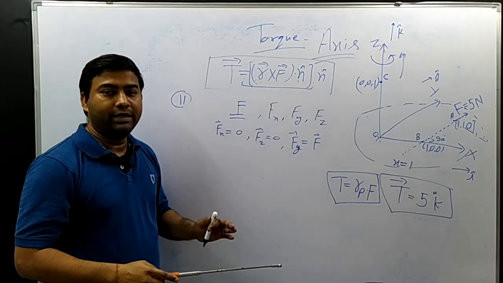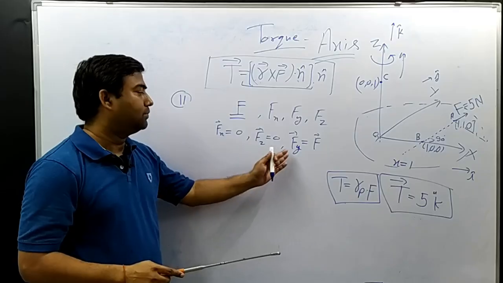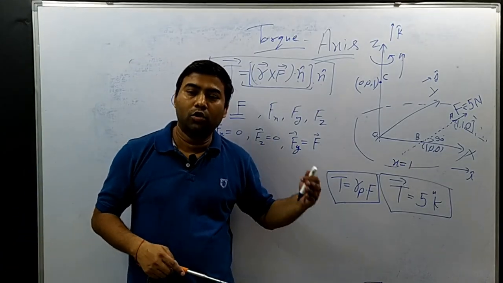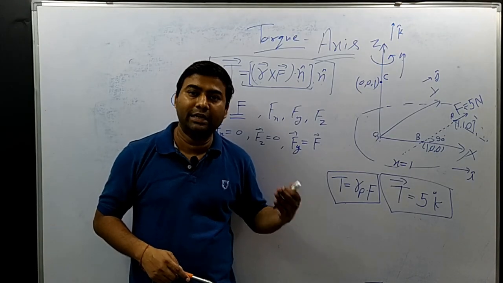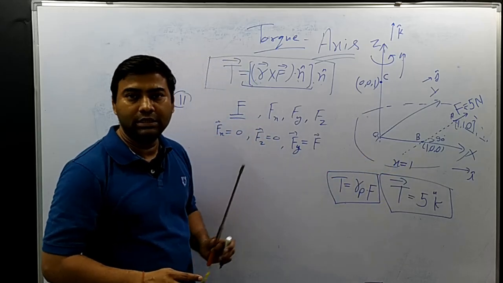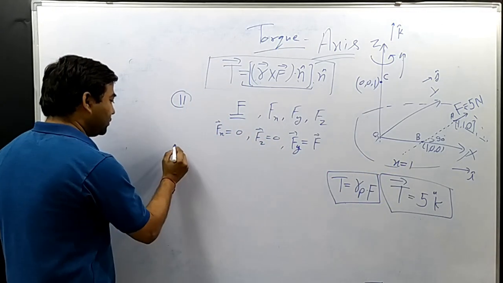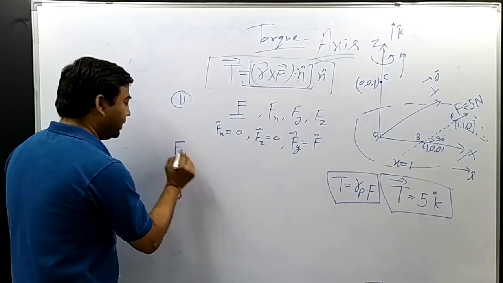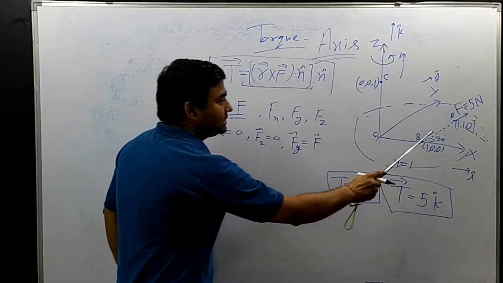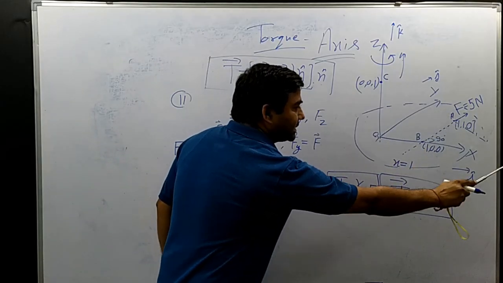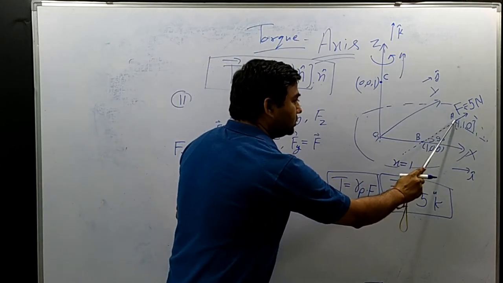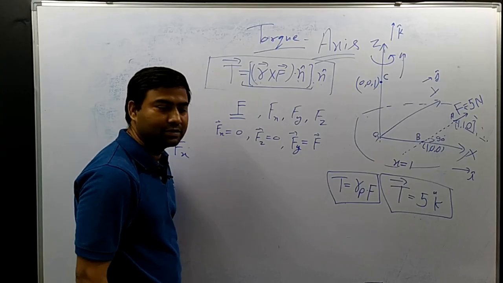Now we will find the torque due to every component along the z-axis and sum all those three torques, and that will be equal to the torque of this resultant force about the z-axis. So first of all we will find the torque due to Fx. Here you see Fx is the component of F along the x-axis. Even though it is 0, just assume it is non-zero, then its direction will be along the x-axis.